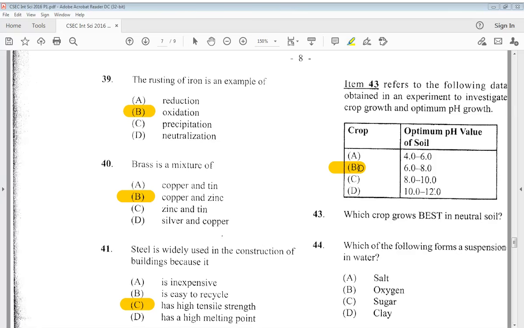Now, 44 says, which of the following forms a suspension in water? A, salt, B, oxygen, C, sugar, D, clay. Suspension. So, if you say D, clay, then yes, you are absolutely correct. I can tell that you students are getting ready. I can see that.